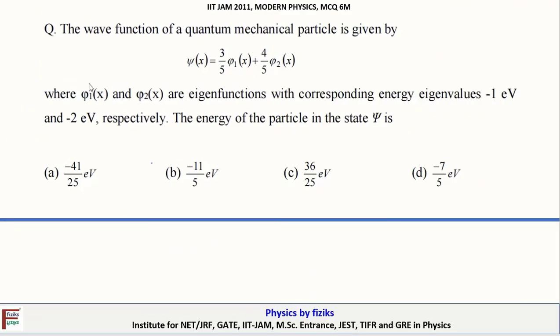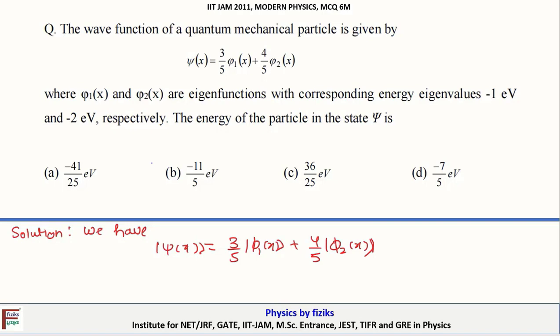The wave function of a quantum mechanical particle is given, where phi 1 and phi 2 of x are eigenfunctions corresponding to energy eigenvalues minus 1 electron volt and minus 2 electron volt respectively. The energy of the particle in state psi is. So we have the solution. We have capital psi of x equal to 3/5 phi 1 of x plus 4/5 phi 2 of x. Now we have this.